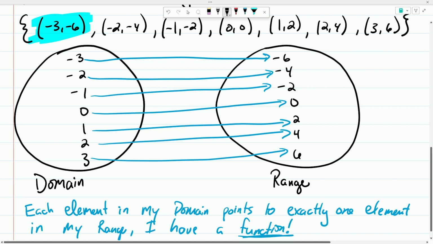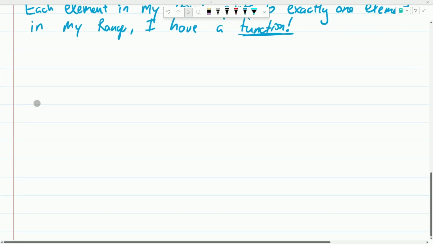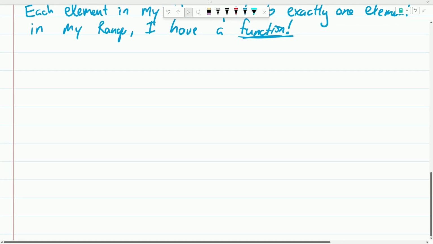So let me give you an example of something that is not a function. Okay. So here's an example that is not a function.